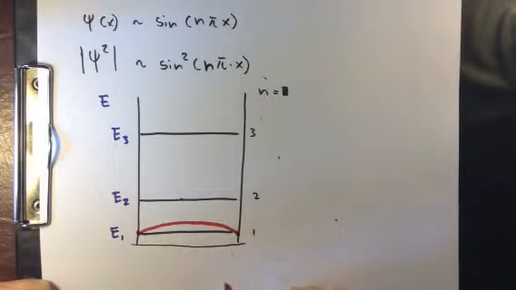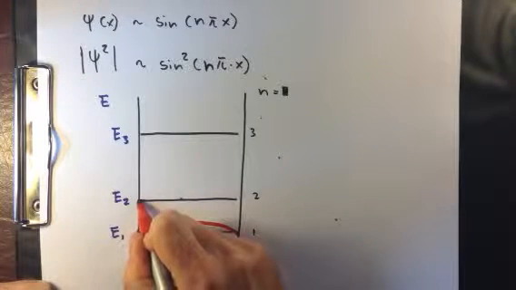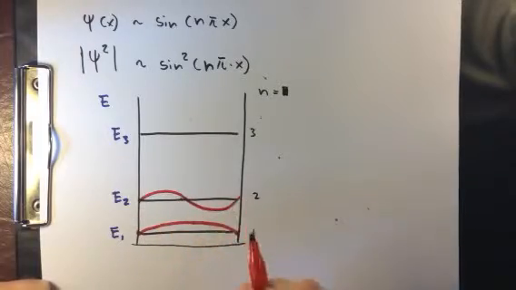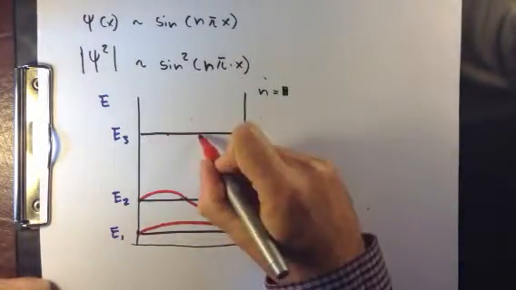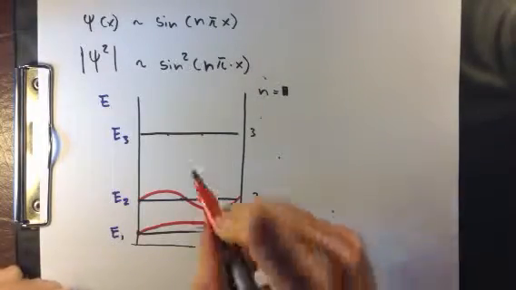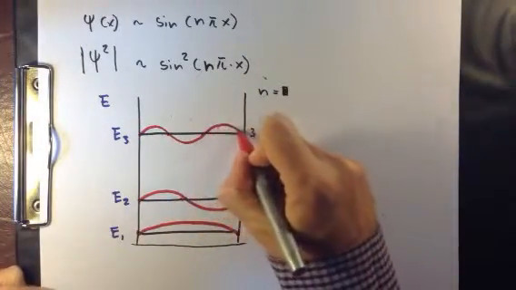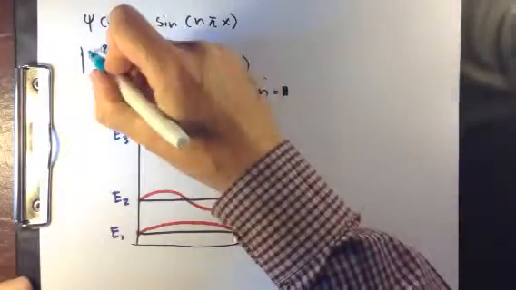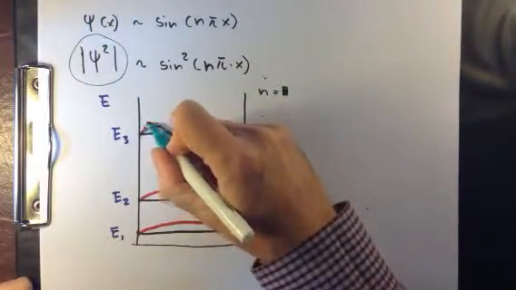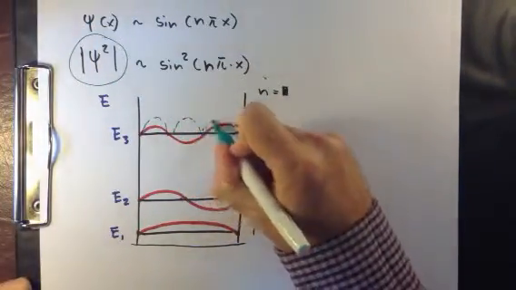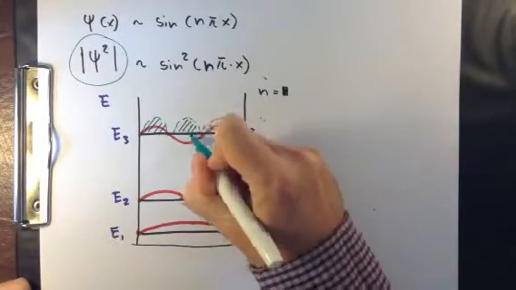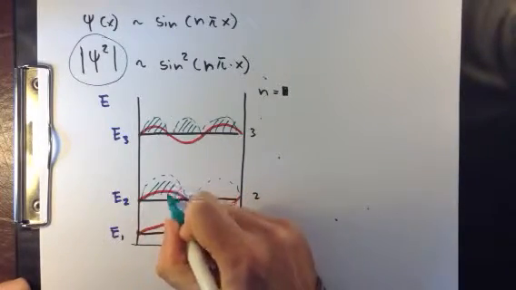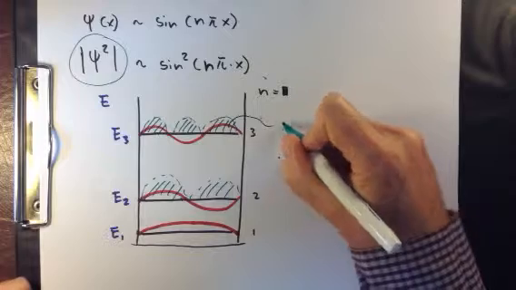First we have just nodes at the walls. Then for n equals 2 we have a node in the center and the wave function goes through that node, and for n equals 3 we've got 2 nodes, so that the wave function looks like this. The probability densities are the square of the wave function, so they look like this. In all cases they are normalized so that the integral is equal to 1.